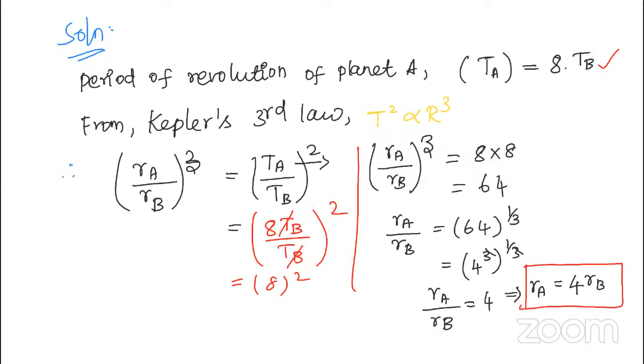The option is option A. Okay, so it is option A. How many times is it greater? It is 4 times. So option A is the correct one.